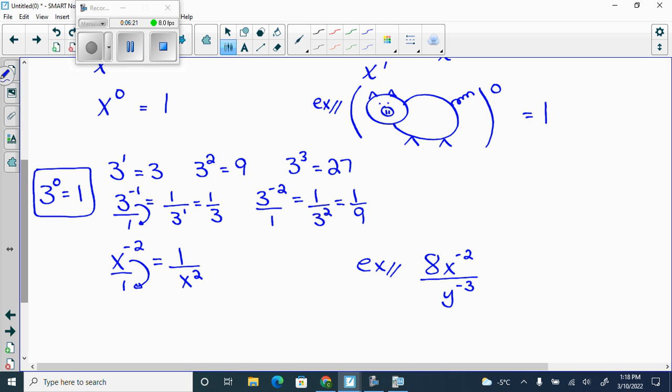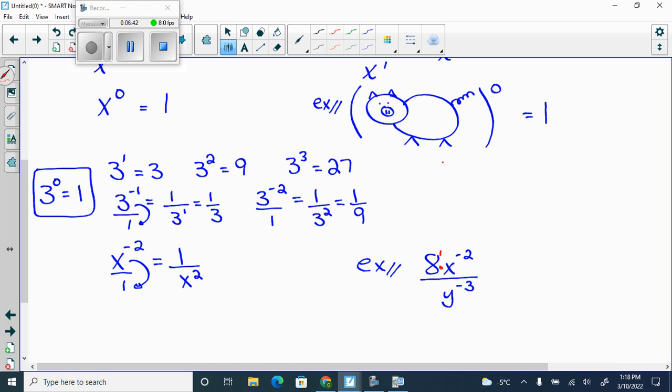Is the 8 negative at all? What is the 8's exponent? 1. So actually, the 8's exponent is a 1. So are we going to move that at all? No. Do we need to move the 8? No, it has a positive exponent. So you don't move the 8, which is the big error in grade 10 all the time.